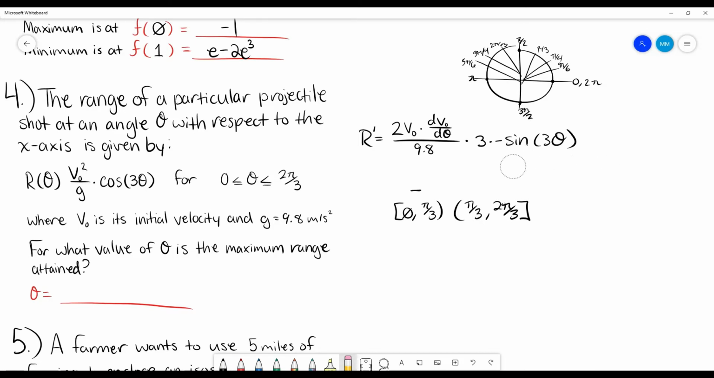But continuing on, now I'm going to find a value between pi over 3 and 2 pi over 3. A value right in between there is pi over 2. If I plug that in, I get sine of 3 theta. Our theta is pi over 2, so it's 3 times pi over 2, which is sine of 3 pi over 2, which we know is a negative 1 right down here. And again, I've got this negative here, so that turns into a positive. So we're increasing on this interval.